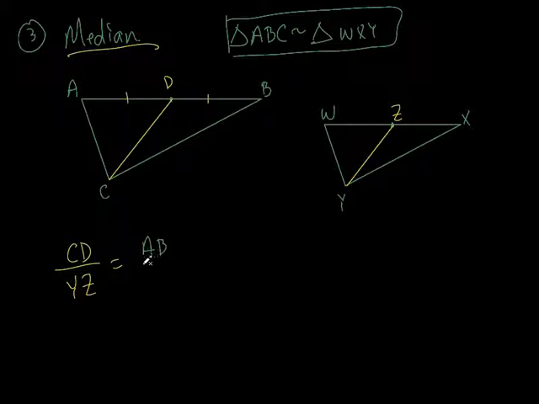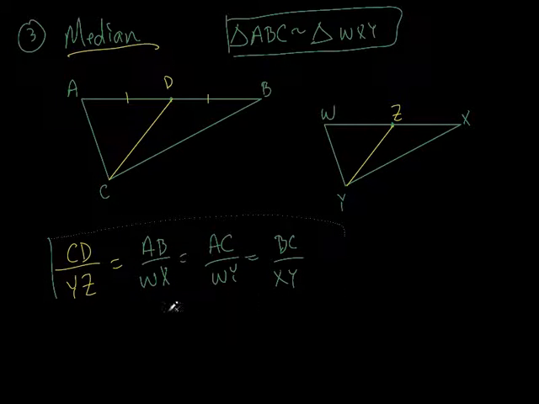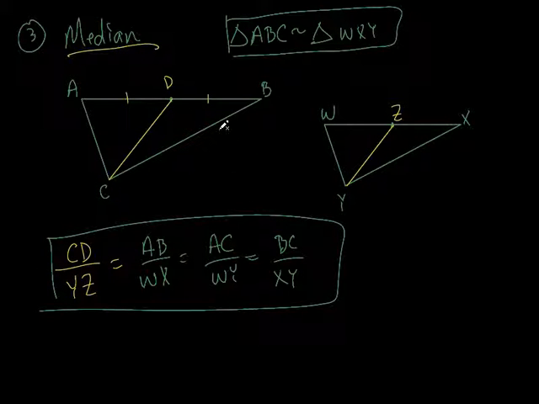AB to what? I mean, you could look at the picture if you want, but I like looking up here, to tell you the truth. AB to WX. What else? AC to WY. And last one, BC to XY. You're getting used to that now, aren't you? So there you go. Those are all the things that are proportioned.